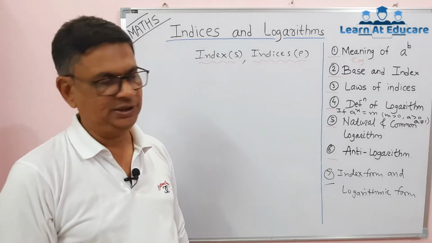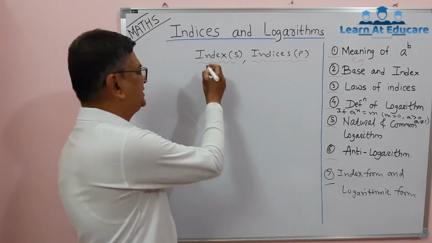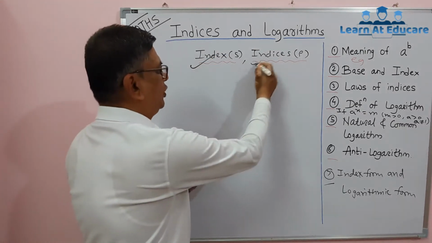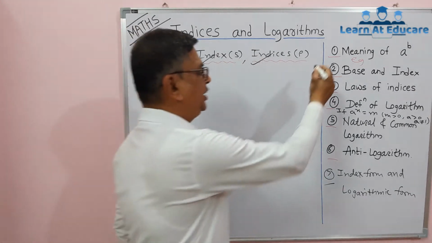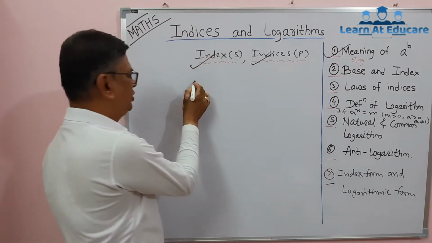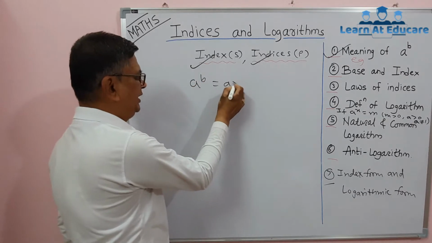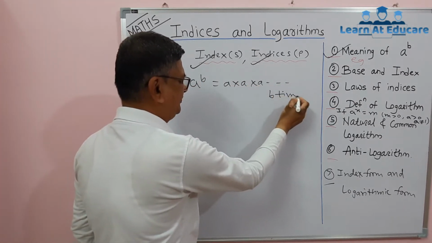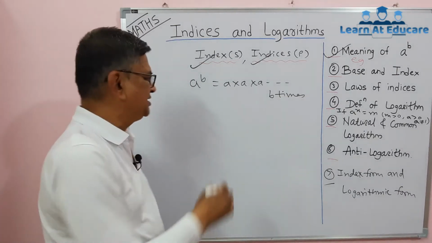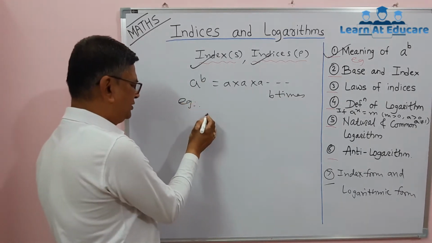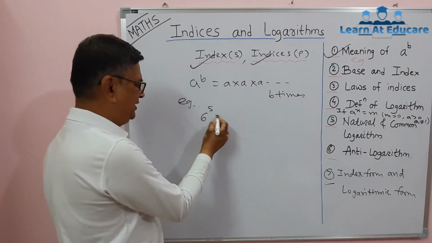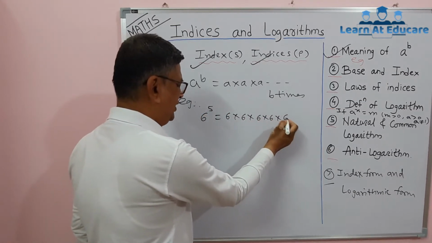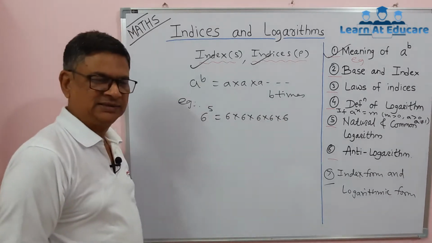with indices. Index is the singular term, and its plural is called indices. The meaning of a raised to b, if you want to know it, a raised to b means a into a, b times. That is b times. If you take an example, 6 raised to 5 means 6 into 6 into 6, like this 5 times. So that is 6 raised to 5.